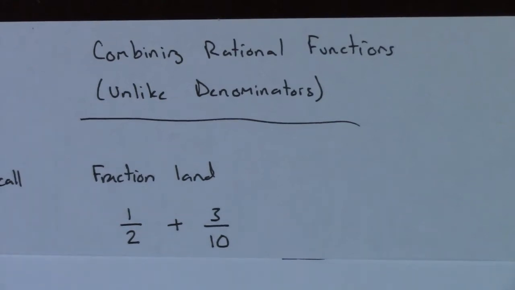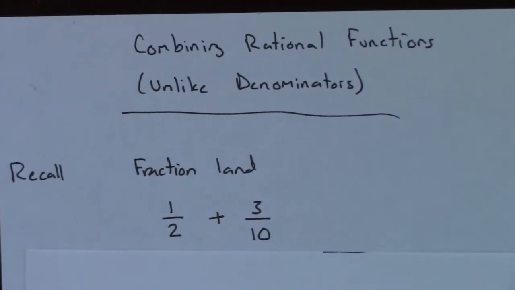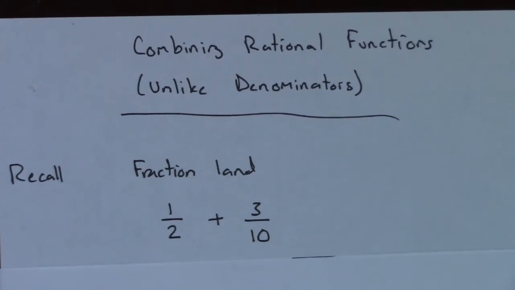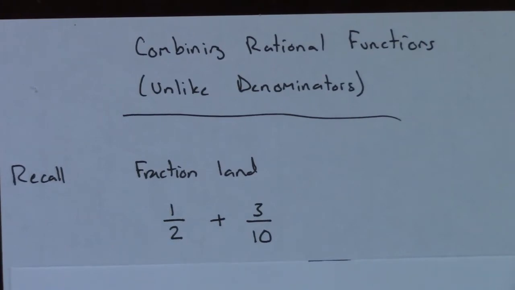Part 3. We are still combining rational functions, but now our denominators do not match. As we saw in the previous video in fraction land, we need our denominators to match. So that is our goal right here. Now, sometimes there's a lot of work that has to take place in order to get your denominators to match. In this particular set of questions, the work is pretty consistent.